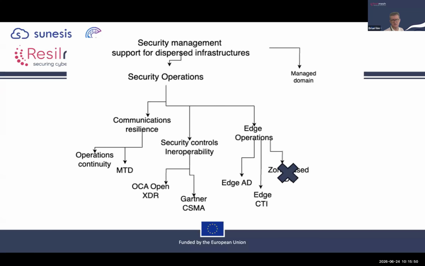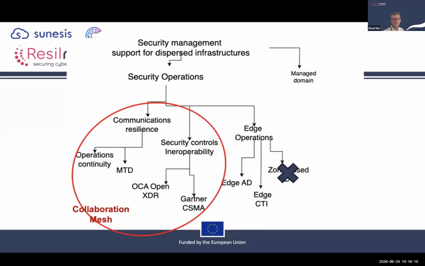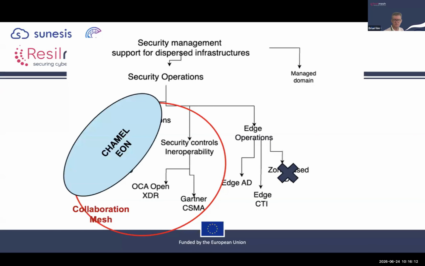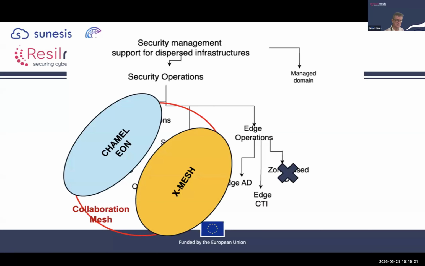The second part, as I said, was interoperability between security controls. There we're looking at how we can use or implement principles from the Gartner cybersecurity mesh architecture, and also from work being done within OASIS, particularly within the Open Cybersecurity Alliance, OpenXDR. These form our collaboration mesh. This first part, which is the communications resilience, will be explored in more depth by CHAMELEON, and the interoperability between security controls with regard to orchestration will be considered by the XMesh project.